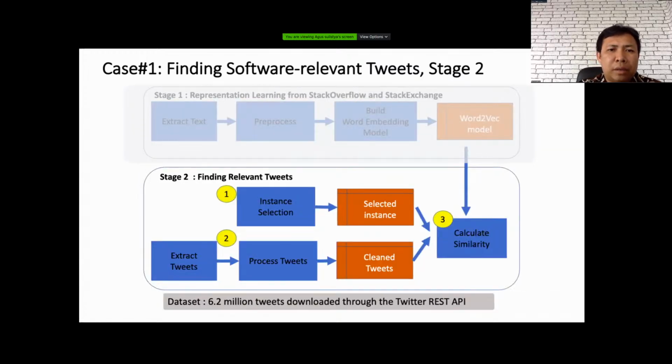And then in the next stage, there are 3 steps here. In general, we formulate the task of finding relevant tweets as a ranking problem, in which we rank the tweets in the order of their similarity scores with the sample taken from the source platform. For the Twitter dataset, we use around 6 million tweets provided by previous work by Sharma et al.